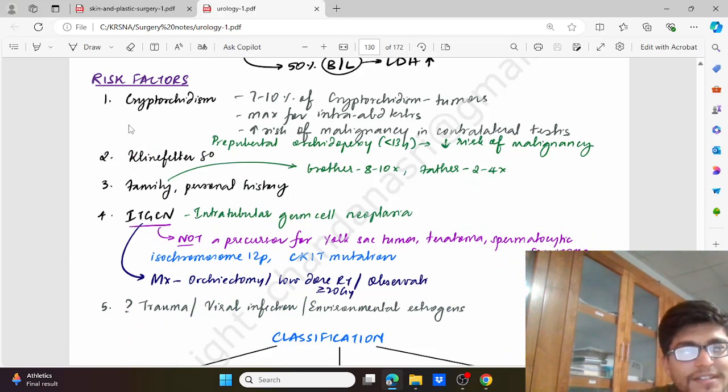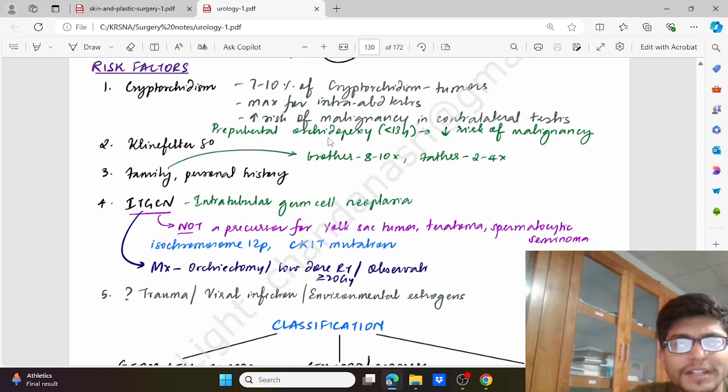Now we'll see the risk factors. Risk factors are cryptorchidism. 7 to 10% of cryptorchid testes will have tumors, maximum for the intra-abdominal testis, and the risk of malignancy is increased in the contralateral testis. Prepubertal orchidopexy, before 13 years of age, decreases the risk of malignancy. Klinefelter syndrome, family or personal history: if a brother or father is involved, it is more risky when the brother is involved.